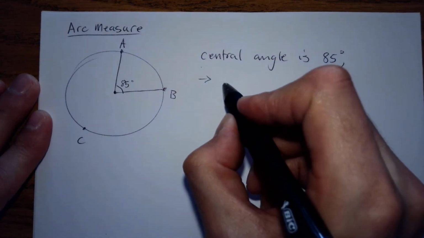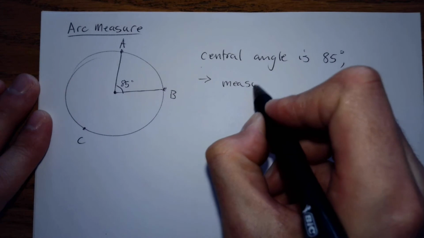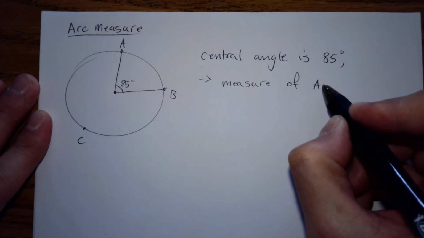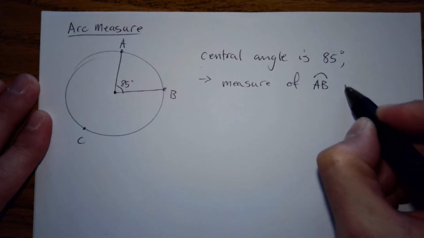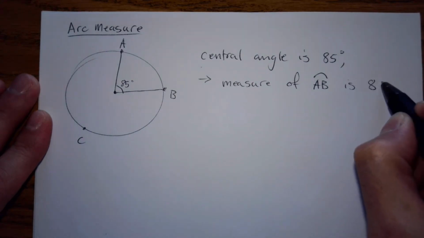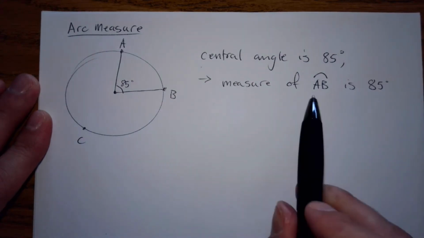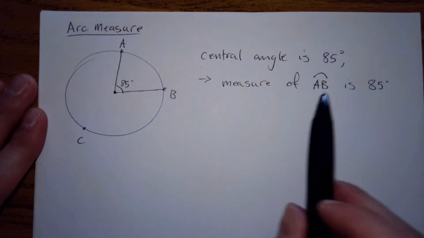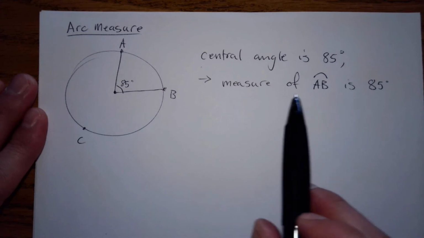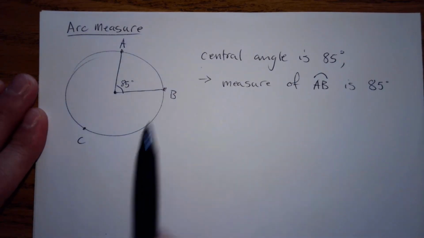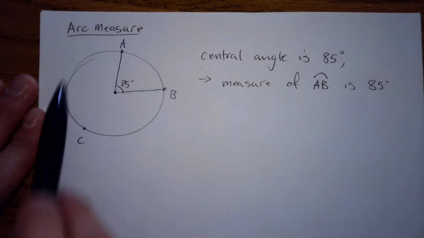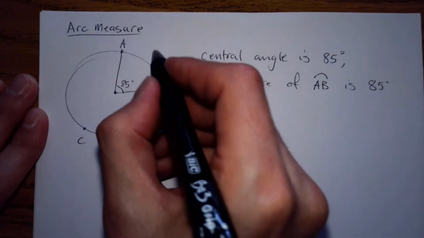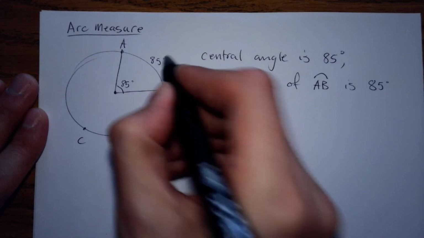So that means the arc measure, the measure of arc AB, is also 85 degrees. And whenever you just have AB without 3 letters, they're talking about the minor arc, which is the shortest way around. If they meant the longer way around, they would have said ACB or BCA. So that would be this.